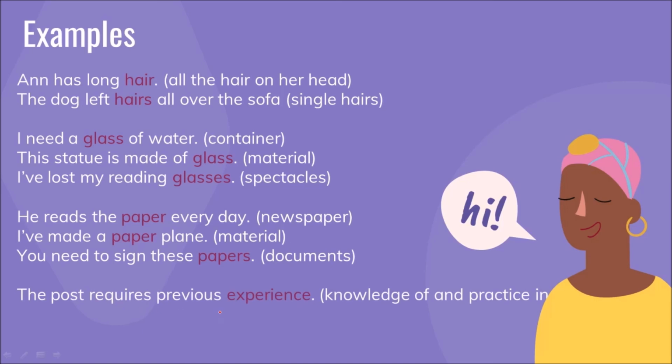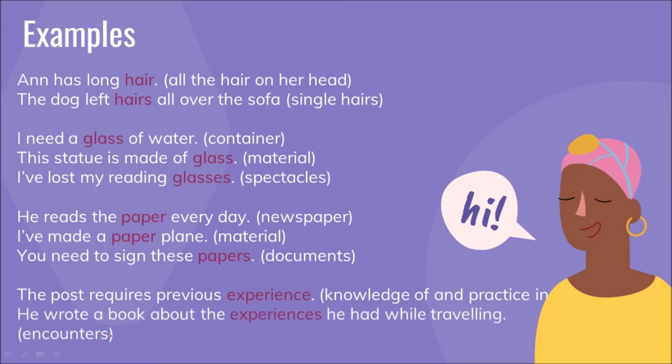The post requires previous experience. In this case, the word experience means knowledge of or practice in something. He wrote a book about the experiences he had while traveling. In the second one, the meaning differs. It doesn't have the same meaning as in the first one. So in the second one, it means encounters that he had. So uncountable, countable.